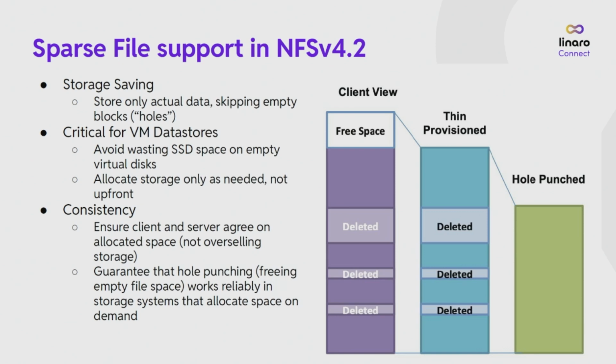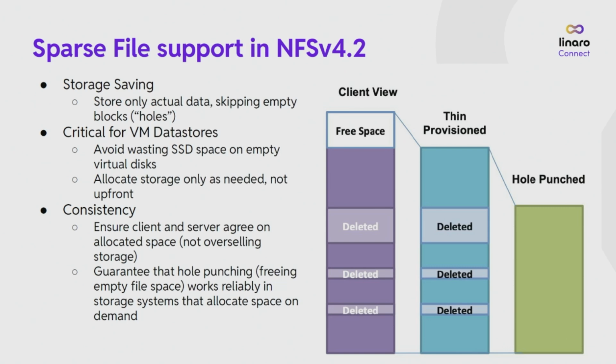And the third one is hole punching. That means sparse storage saving: we only store the actual data and skip the empty blocks. So whatever space is not allocated, or whatever blocks are already deleted, the blocks are not occupied anymore.